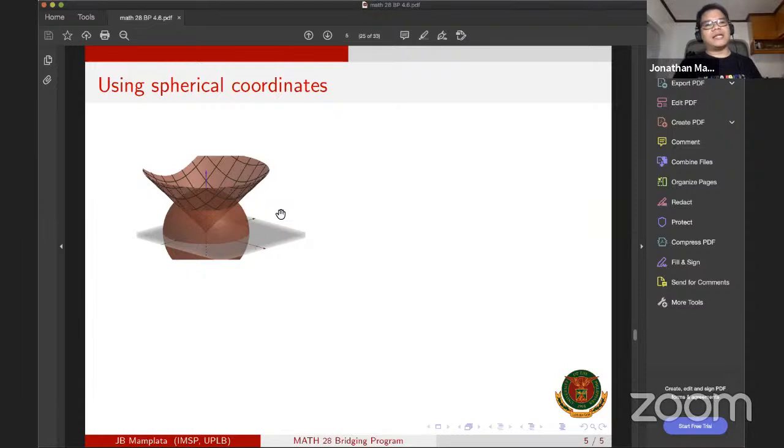So dito, unlike with in Cartesian and in cylindrical, ang kailangan natin yung function above and function below. So spherical coordinates, hindi ganun ang kailangan natin. Ang kailangan natin ay yung mga bounds for rho, theta, and phi.